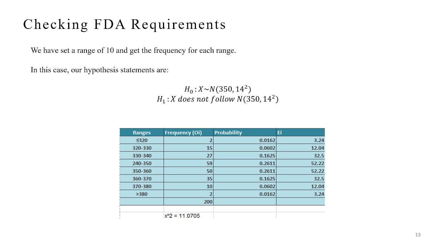and for this case study our hypothesis statement will be this one: H naught, such that X follows N(350, 14 squared), and H1 will be X does not follow N(350, 14 squared). So you can see here the table of ranges, frequency, the first frequency, probability and the EI table.